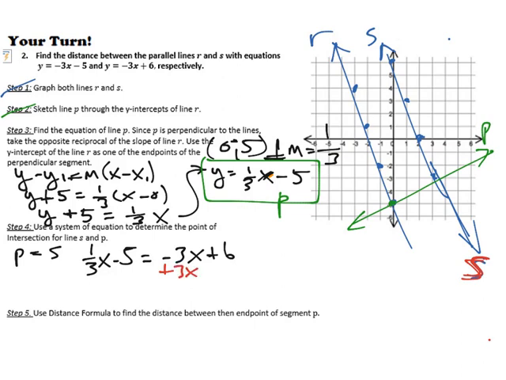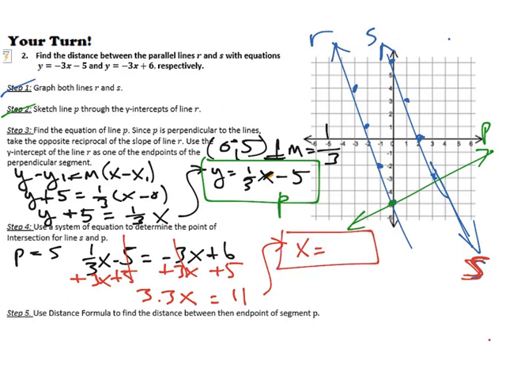Now I can add 3x to both sides, and I would add 5 at the same time to both sides to isolate the variables. I'm left with 3.3x equals 11. Simply divide both sides by 3.3, and now I've got x equals 3.3. Again, we are looking at the point of intersection for lines P and S, so it's right around there.